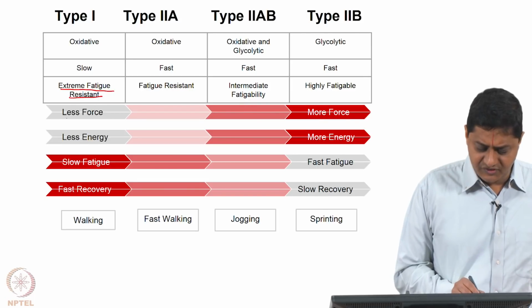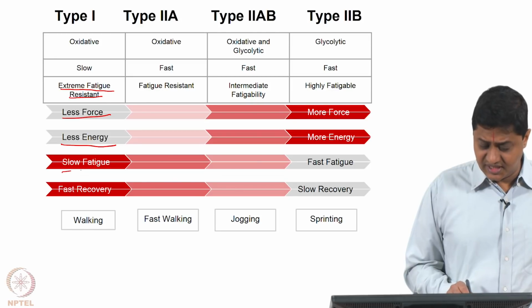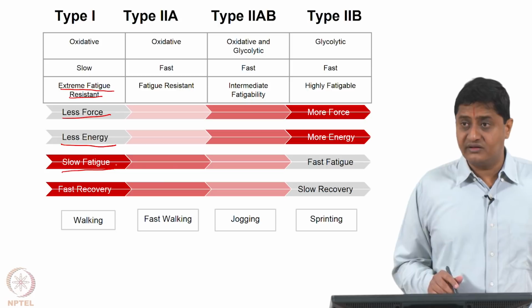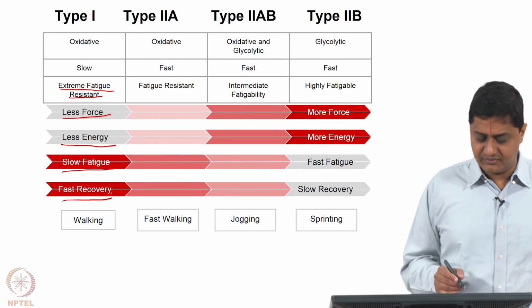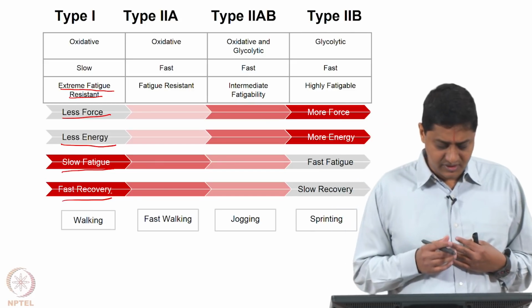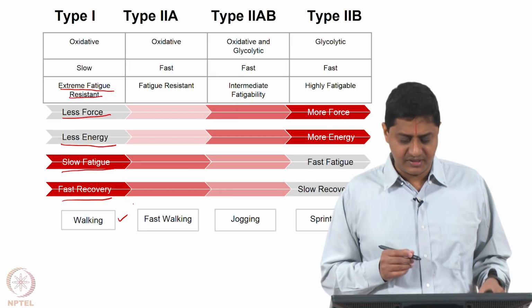They produce very small amounts of force and consume less energy. The chance of them getting fatigued is very small, and they recover very fast from fatigue. These are the motor units, the fibers, that are recruited during walking, for example.